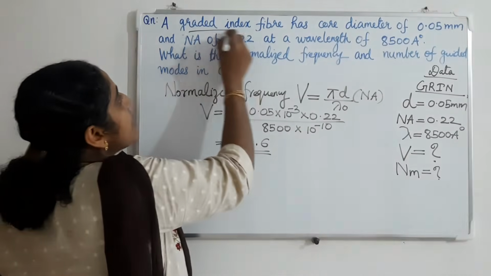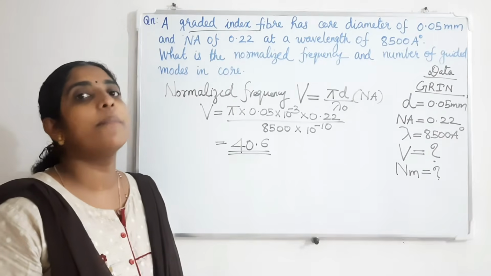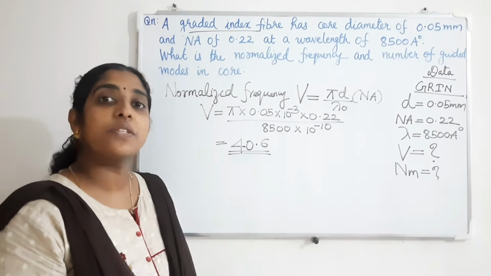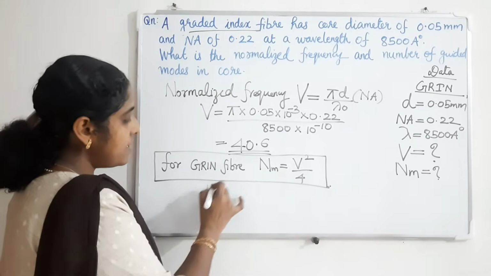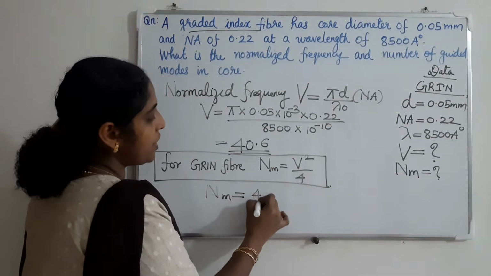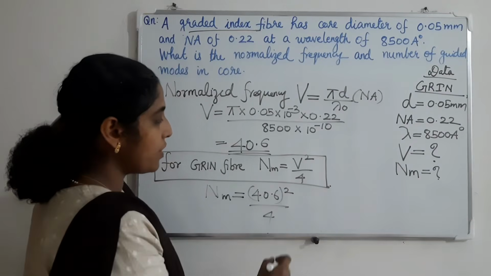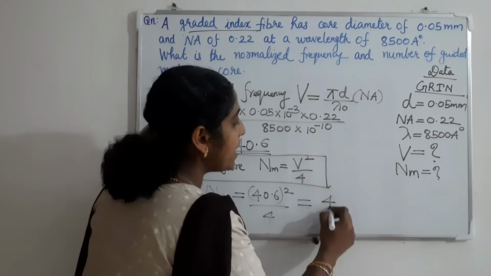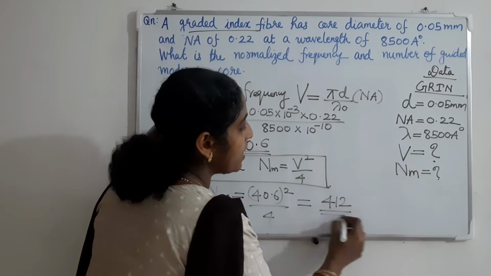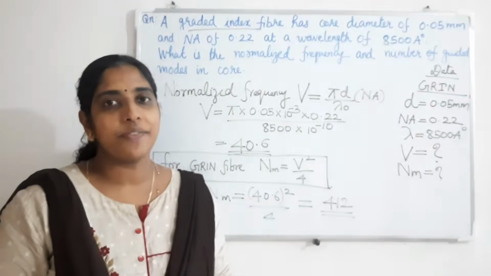Next, we want to find out the number of modes that can be supported by this fiber. The given fiber is graded index fiber. For graded index fiber, the number of modes possible is V square by 4. That is, number of modes is equal to 40.6 square divided by 4. On calculating, we will get 412. So, 412 modes are possible for the given graded index fiber.